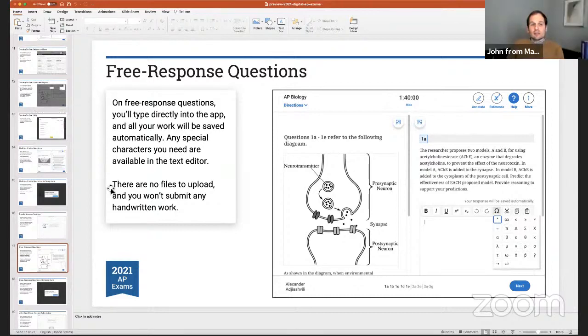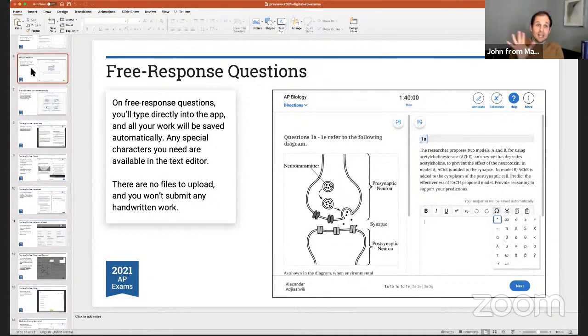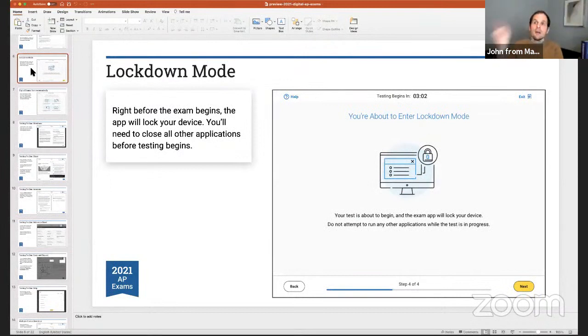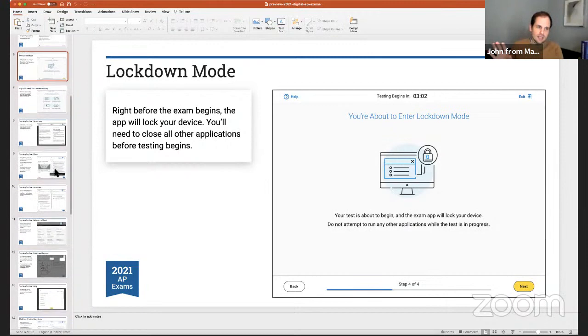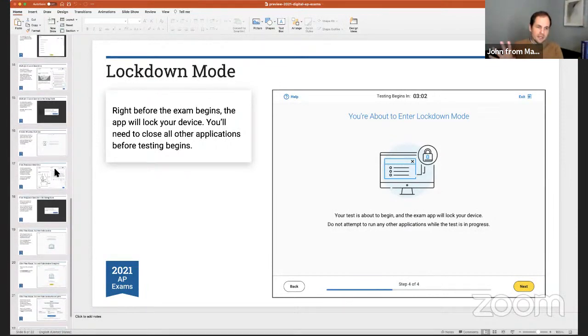Yeah, notice what it says over here on the left. It says there are no files to upload and you won't submit any handwritten work. So remember the 2021 digital AP exams: no iPhones, no iPads. You're taking it on this platform. You are not typing in Microsoft Word or Google Docs. In fact, you have to enter into lockdown mode. This is not the lockdown browser, but a lockdown mode that will block you from using any other applications. No Grammarly, no open book, open notes on this year's exams, no access to this information. And that's an important thing to keep in mind.